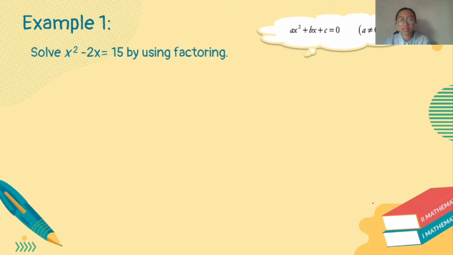For the first example, solve x squared minus 2x equals 15 by using factoring. We know before that the common form of the quadratic equation is ax squared plus bx plus c equals 0. So the first thing we need to do is change the form of this equation to be the common form of the quadratic equation.